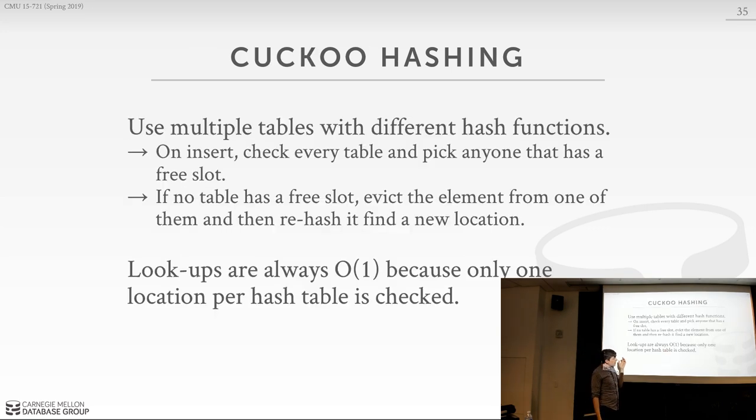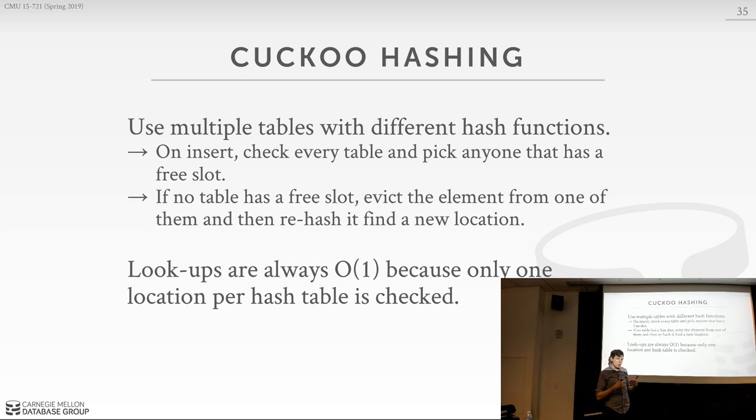All right, so these are all variants of linear probe hashing. So let's look at a different way to deal with collisions. We are not doing linear probing in the same way, called cuckoo hashing. So the idea here is that instead of having one single table space that everyone's trying to insert into, we're going to have multiple tables. And what will happen is each table will be managed by a different hash function.